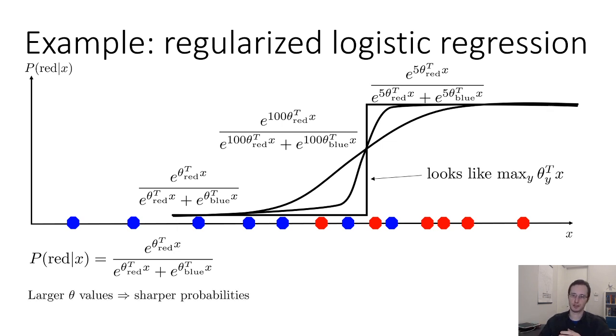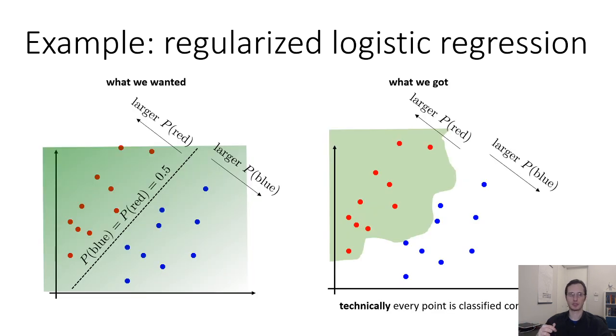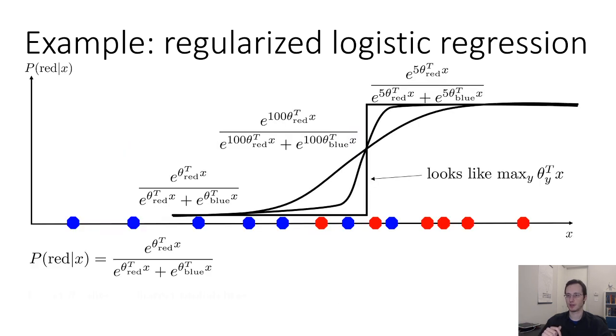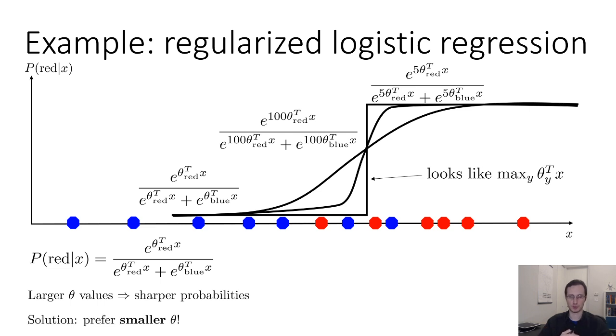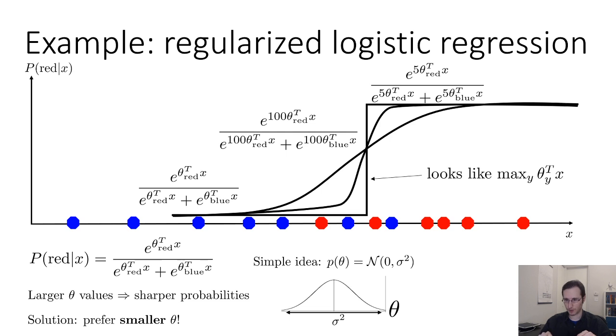So large theta values means sharp probabilities. Small theta values means smooth probabilities. So perhaps if you want smooth probabilities, if you want something like the nice picture on the left, maybe what you want is just smaller values of theta. So, simple idea. Why don't we put a prior on theta that favors small numbers? What kind of prior can we use? Well, we can use a normal distribution with a mean of 0 and some variance sigma squared, which reflects how much we want those smaller values.